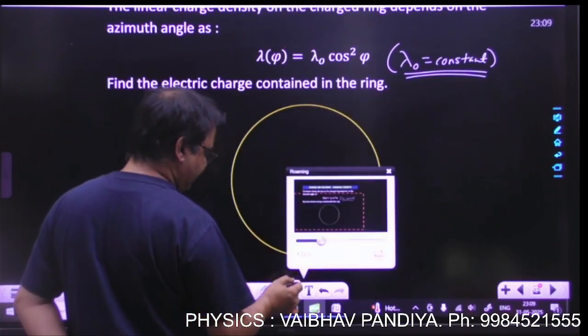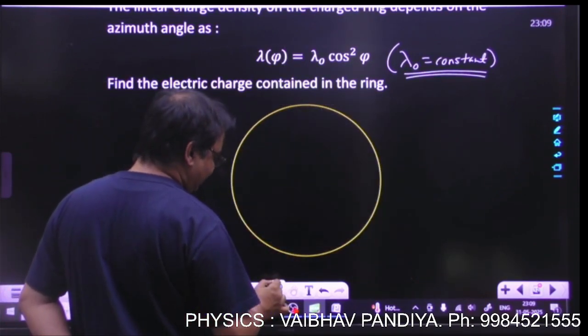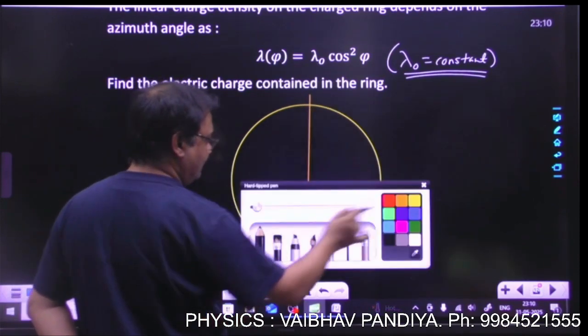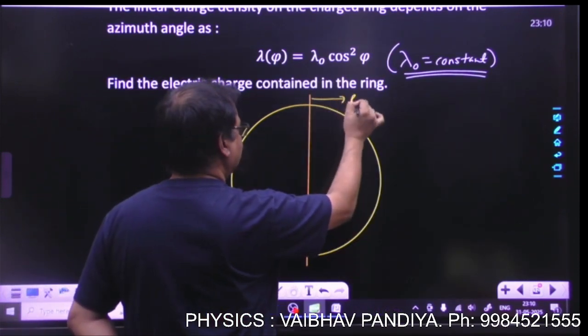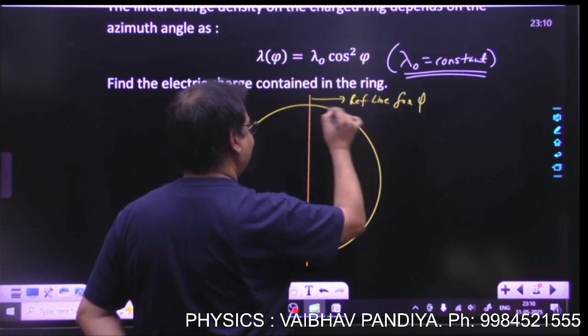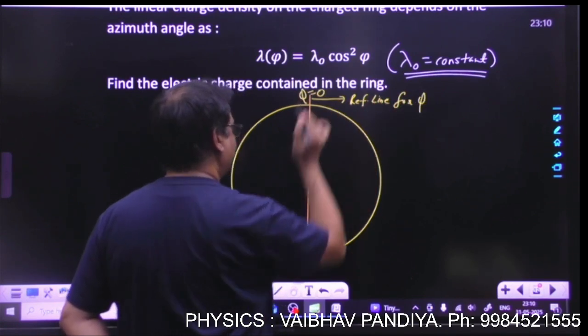okay, and I am taking any reference line. If no reference line is given, you can take any reference line, okay? If in the problem no reference line is given, so I am taking the reference line for phi, that is on this line phi is equal to 0, okay?